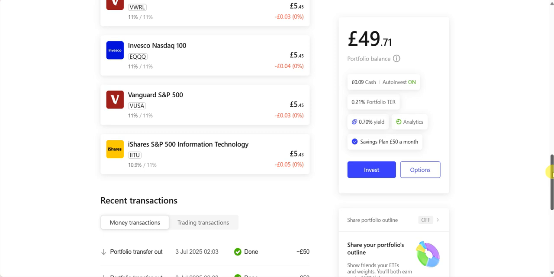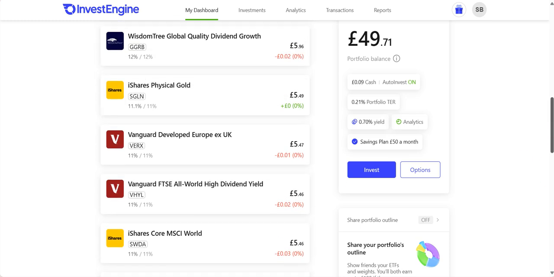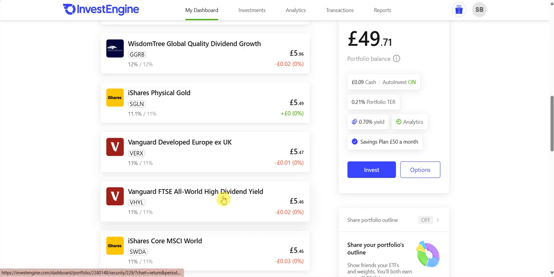So right, the cost of the portfolio is 0.21%, so that's really low. That's quite good. And the dividend yield is 0.70. Now, there are dividends in here, like I showed you at the top. Well, there's two: there's dividend growth in here, and all world dividend. This isn't focused solely on dividends, though.